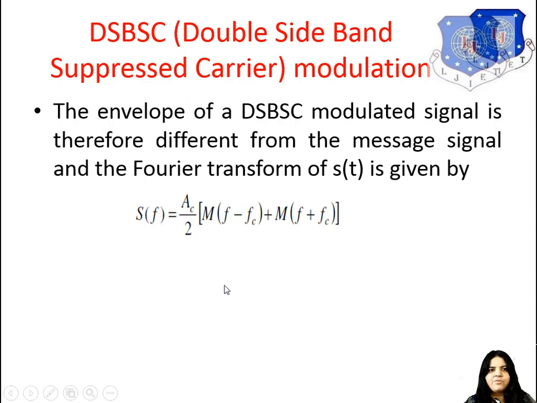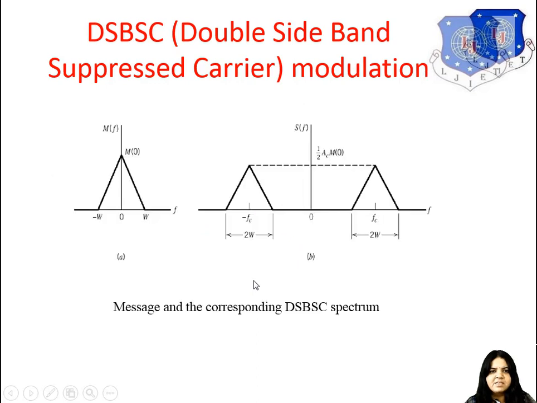The envelope of a DSBSC modulated signal is therefore different from the message signal, and the Fourier transform of it is given by S(f) = Ac/2 [M(f − fc) + M(f + fc)].